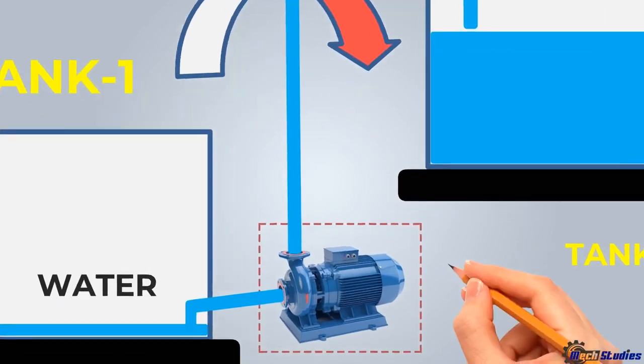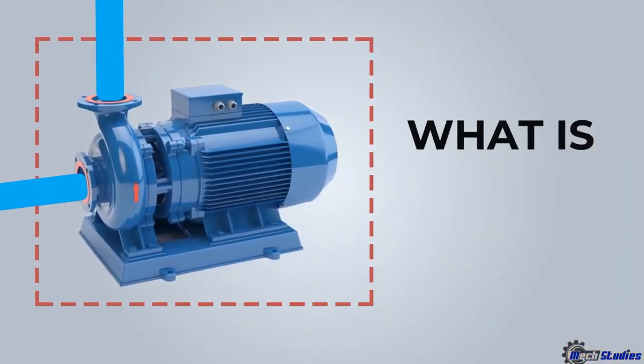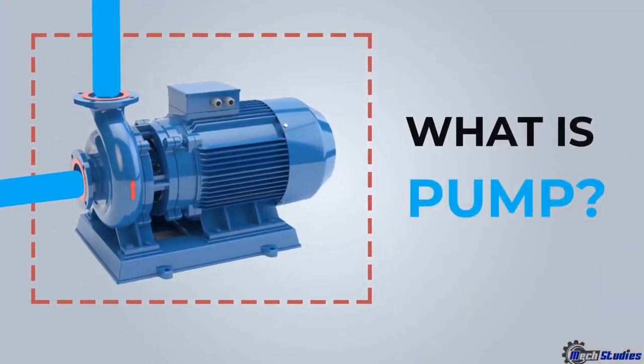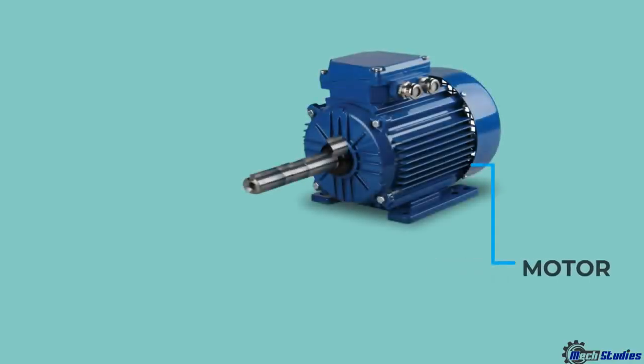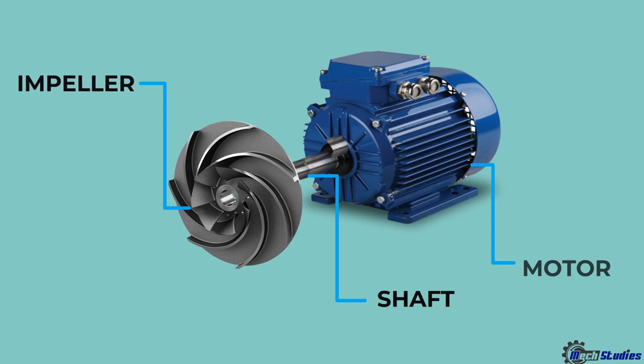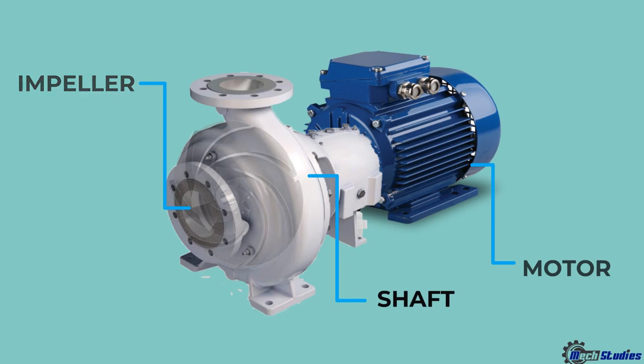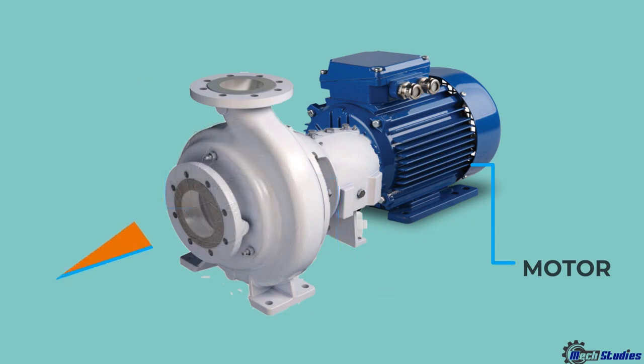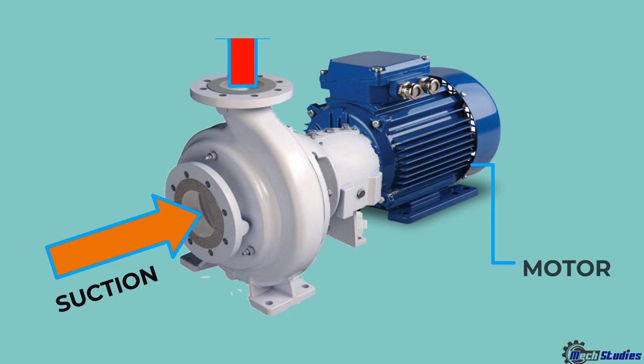So, what is pump? Let's try to understand the basic philosophy. A pump has a motor, a shaft that is connected to the motor, an impeller which is connected to the shaft. The impeller is housed within a pump casing. This is the suction side of the pump, through which the pump sucks the water. And this is the discharge side, through which water is discharged from the pump.